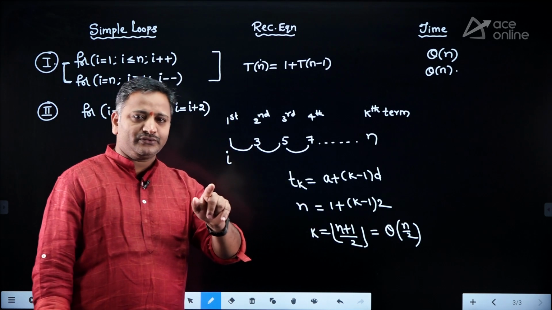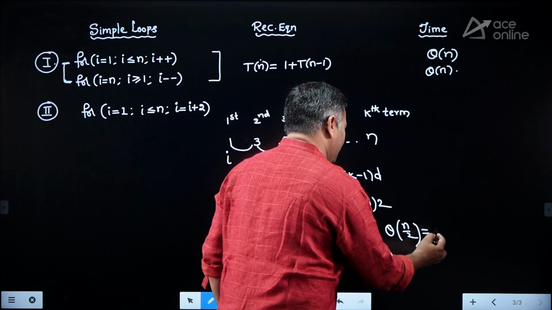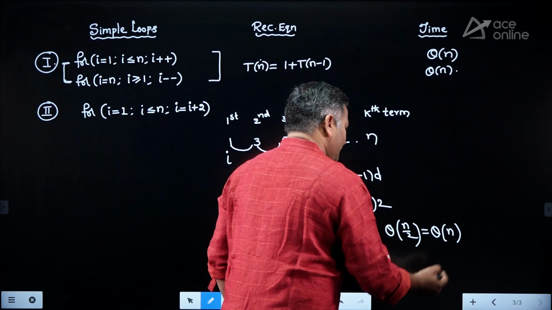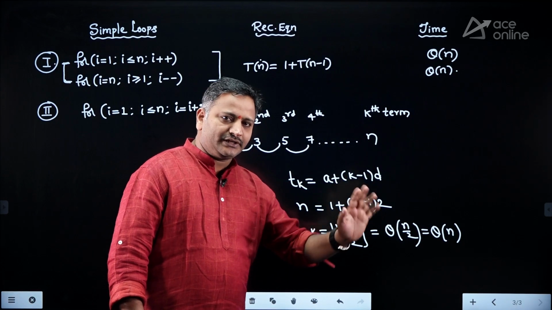You know that theta of n by 2 is again theta of n only, but most of the time I am keeping theta of n by 2. The reason I will explain a little later, but as of now you can keep it as theta of n by 2, do not write theta of n, friends, okay.